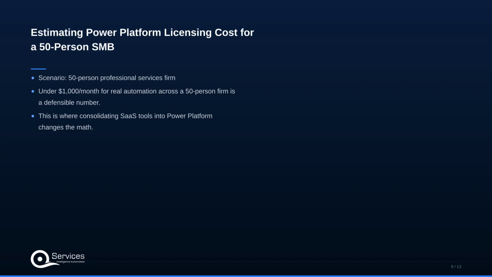Now, estimating Power Platform licensing cost for a 50-person SMB. Here's what Power Platform licensing for a 50-person SMB in 2026 realistically looks like for a common scenario. M365 Business Standard is the base, a subset of users on Power Apps, a couple of org-wide automated flows, and Power BI for management reporting. Scenario: 50-person professional services firm. Under $1,000 per month for real automation across a 50-person firm is a defensible number.